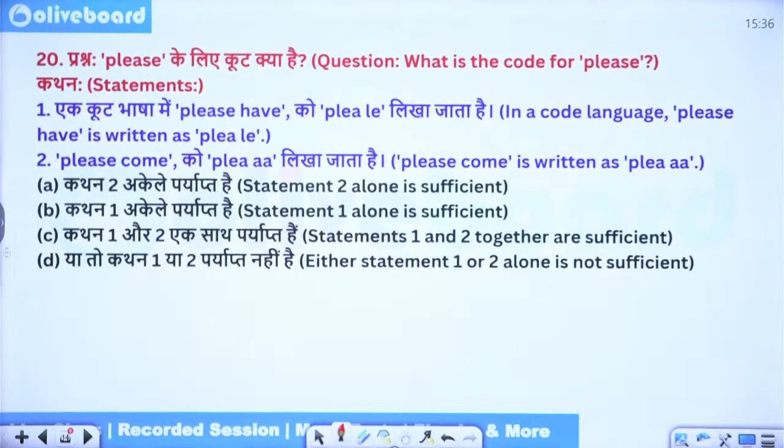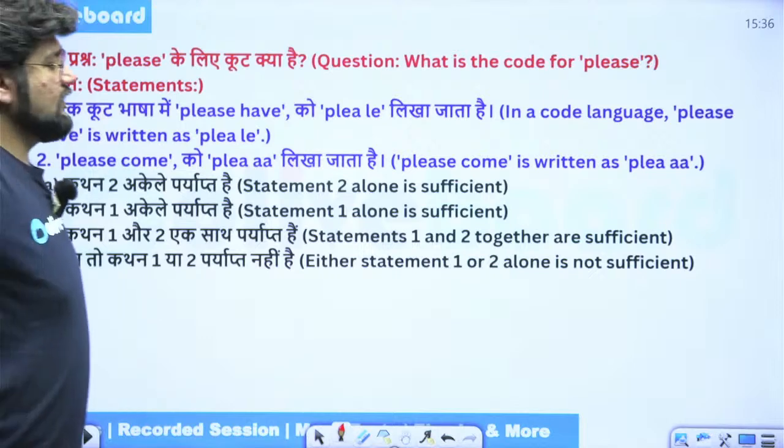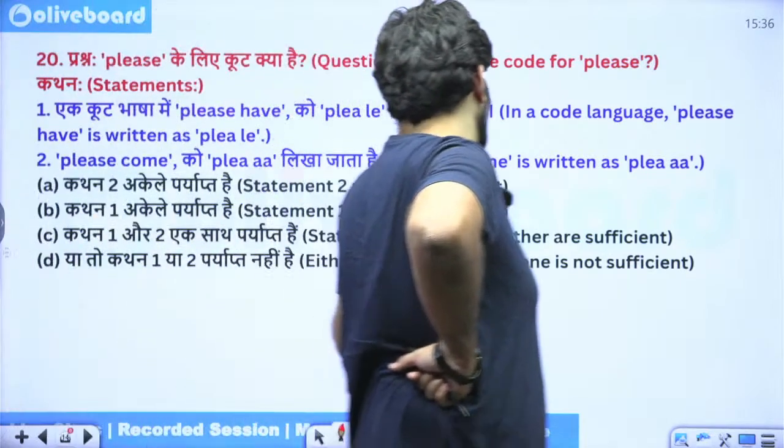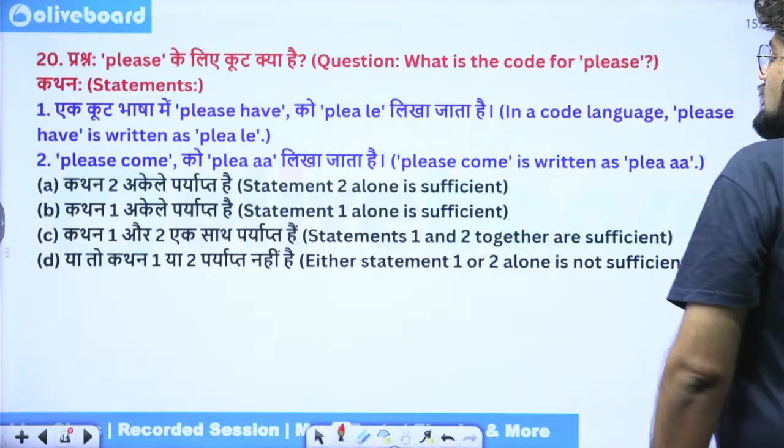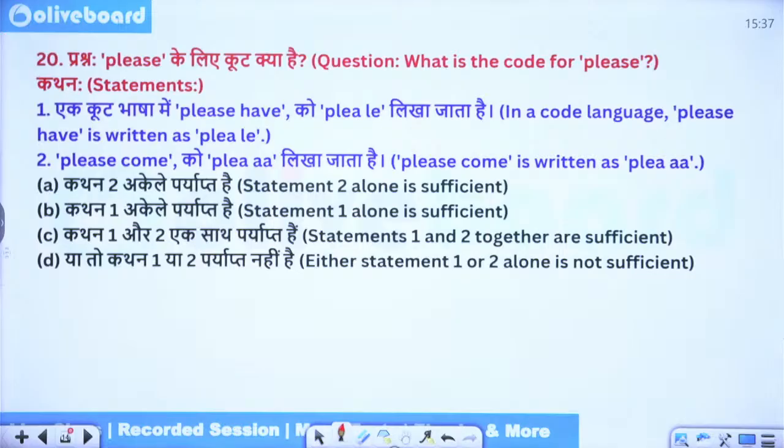What is the code for please? 2 alone, 1 alone, either and both. So that means either 1 or 2 alone is not sufficient. Okay, that means 1 or 2 alone is not sufficient. So code for please. Please is written as plee le, please have, and please come as plee ah.